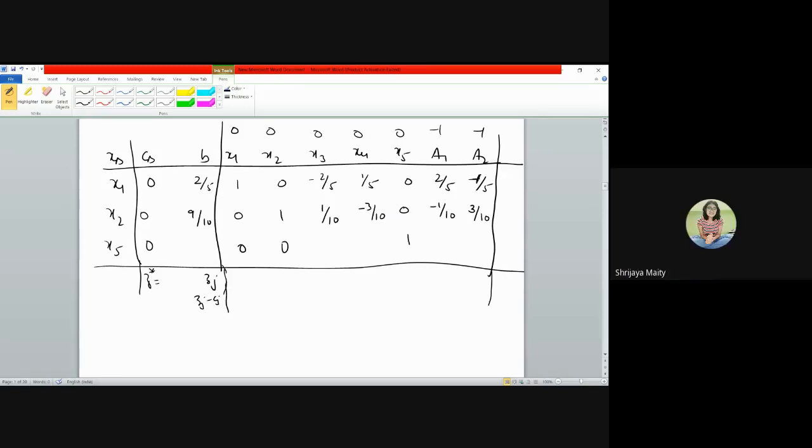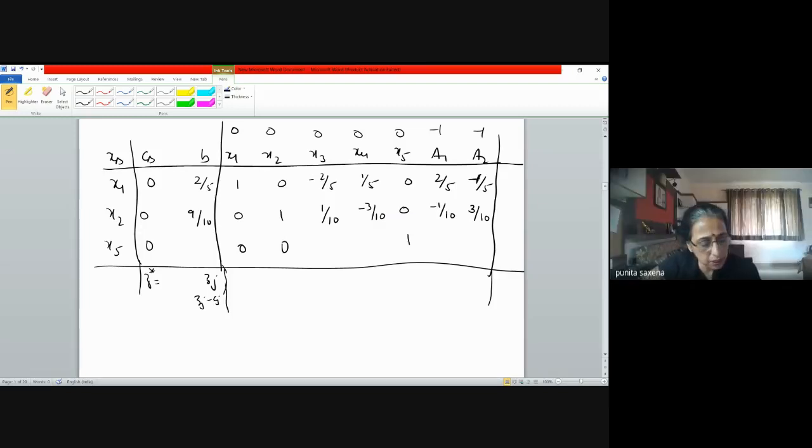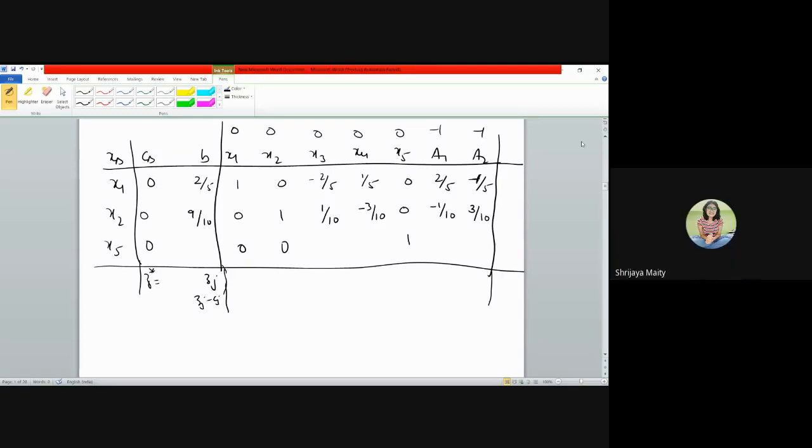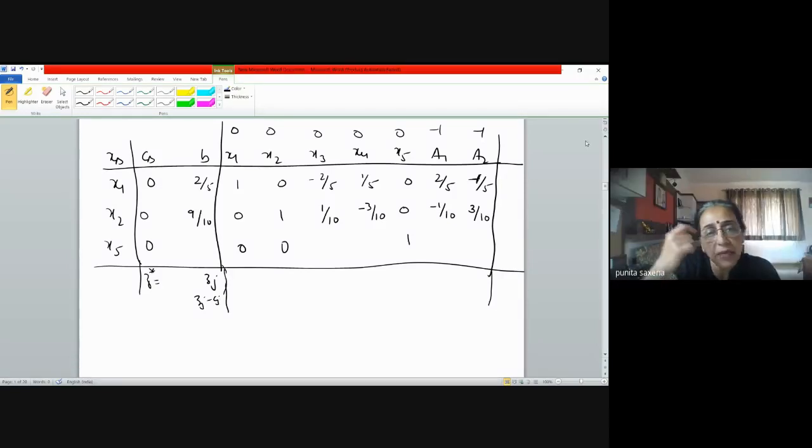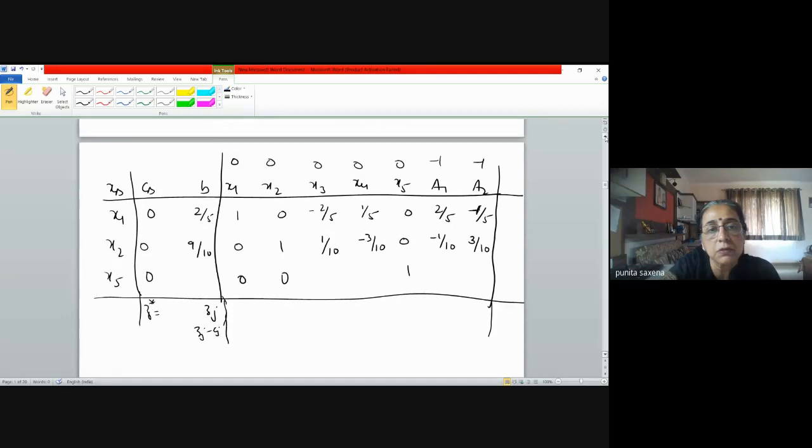Ma'am, I didn't get this. What kind of transformation are we applying? We are changing R2 to R2 minus 1 by 4 new R1, and R3 to R3 minus 3 by 4 new R1, because we have to make 1 by 4 and 3 by 4 zero now. Yes, ma'am, I got it. I've done some mistake. The last row.